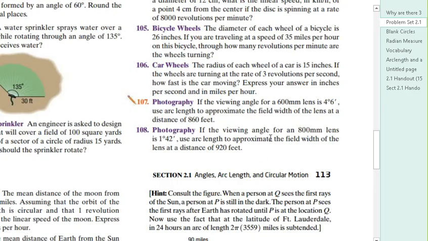So I'll look at it here for us, and then we'll finish this section up with this problem. The radius of each wheel of a car is 15 inches. So let's write that down to begin with. This is problem number 106. R equals 15 inches. If the wheels are turning at a rate of 3 revolutions per second.